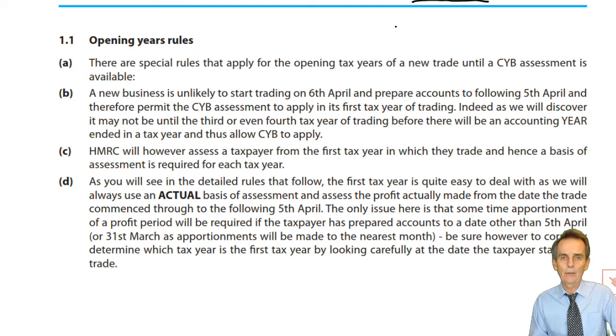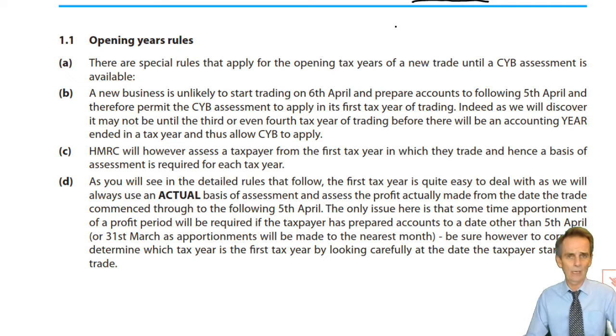We will discover that it may be the 2nd, the 3rd, or in certain circumstances, even the 4th tax year before we end up being able to use CYB. Well, guess what? HMRC do not wait around until the 2nd or the 3rd or even the 4th tax year when you actually have a current year basis for you then to be assessed to tax. From the very first tax year in which you trade, we need to have a basis of assessment because HMRC are going to assess you on some figure of profit.